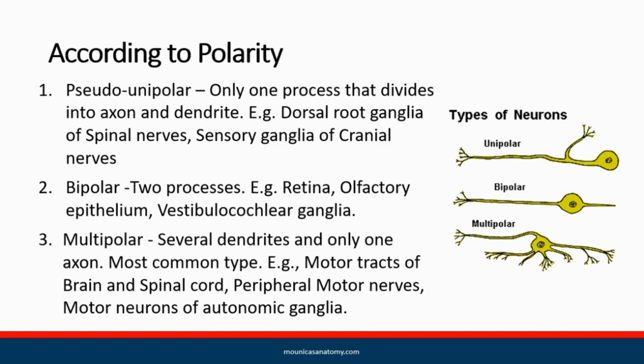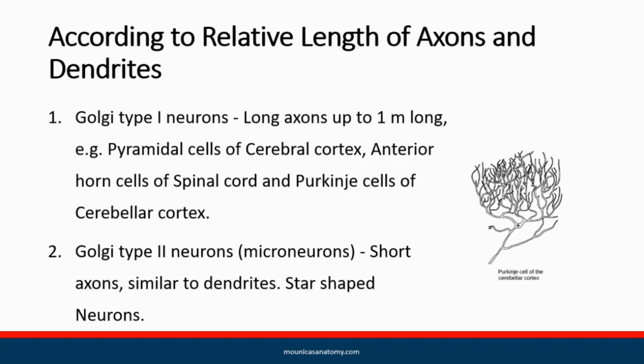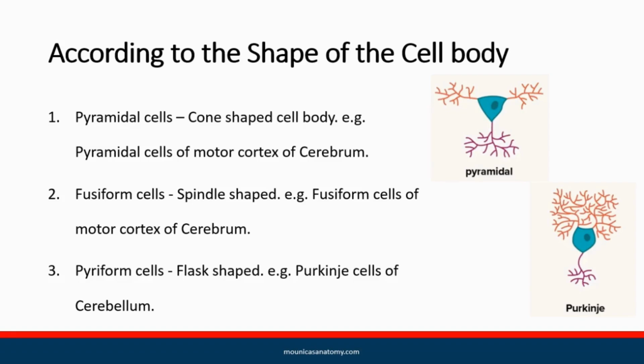Multipolar, most common type, found in peripheral motor nerves. According to relative length of axons and dendrites, Golgi type 1 neurons have long axons, example, Purkinje cells of cerebellar cortex. Golgi type 2 neurons have short axons and are star-shaped.